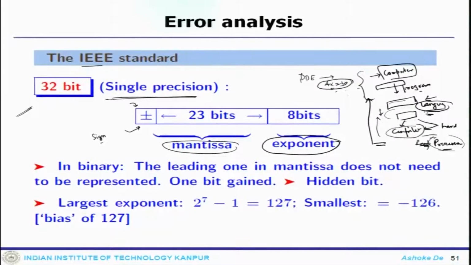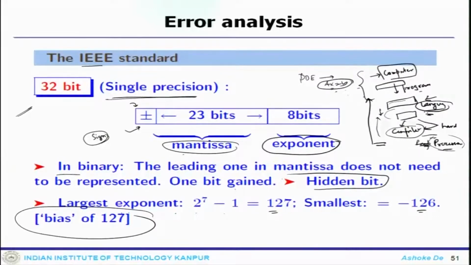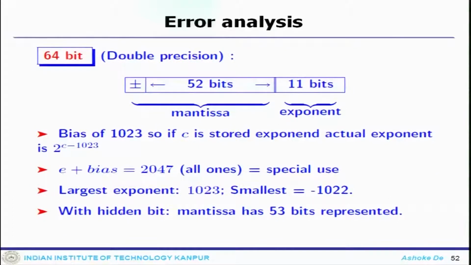So, let us come back to single precision. 1 bit is assigned for the sign of that digit, 23 bits allocated for the mantissa, 8 bits allocated for the exponent. This is in binary, and the leading one in the mantissa does not need to be represented, so 1 bit is gained. That is a hidden bit. So, the largest exponent could be 2 to the power 7 minus 1, that is 127, and the smallest one is minus 126. This is the bias.